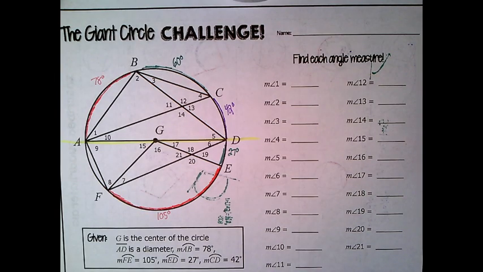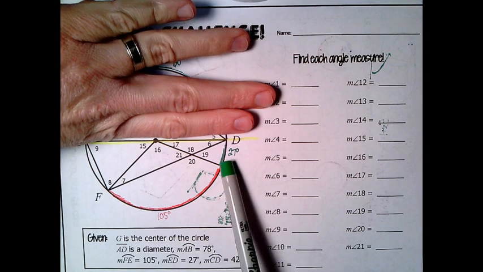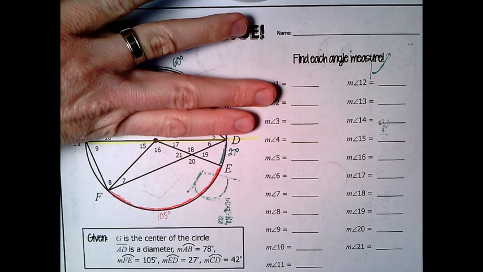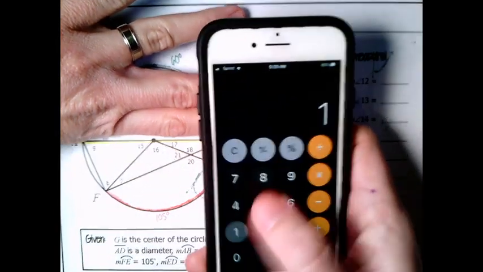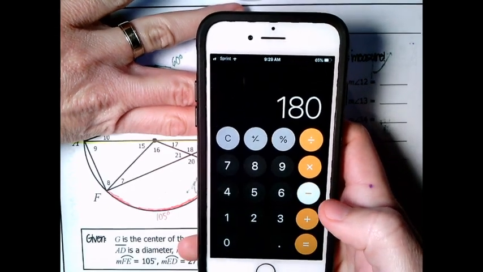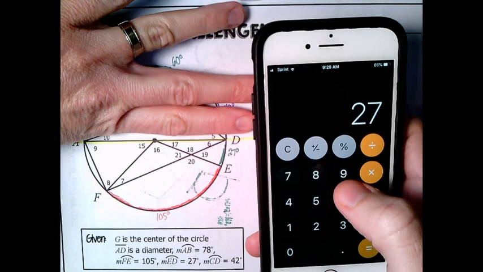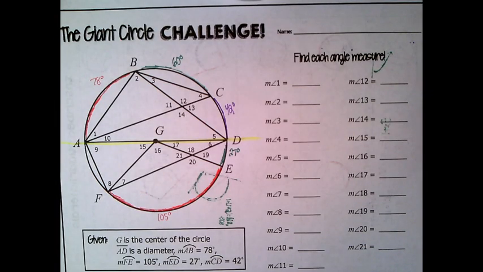And then let's do the bottom part of our circle. The bottom half, I can see that that's 27 and that's 105. So if I subtract that out, that's going to give me that information. Let's do 180 minus 105 minus 27. That's 48 degrees. So that's my final part there, 48 degrees. And that's all we got.